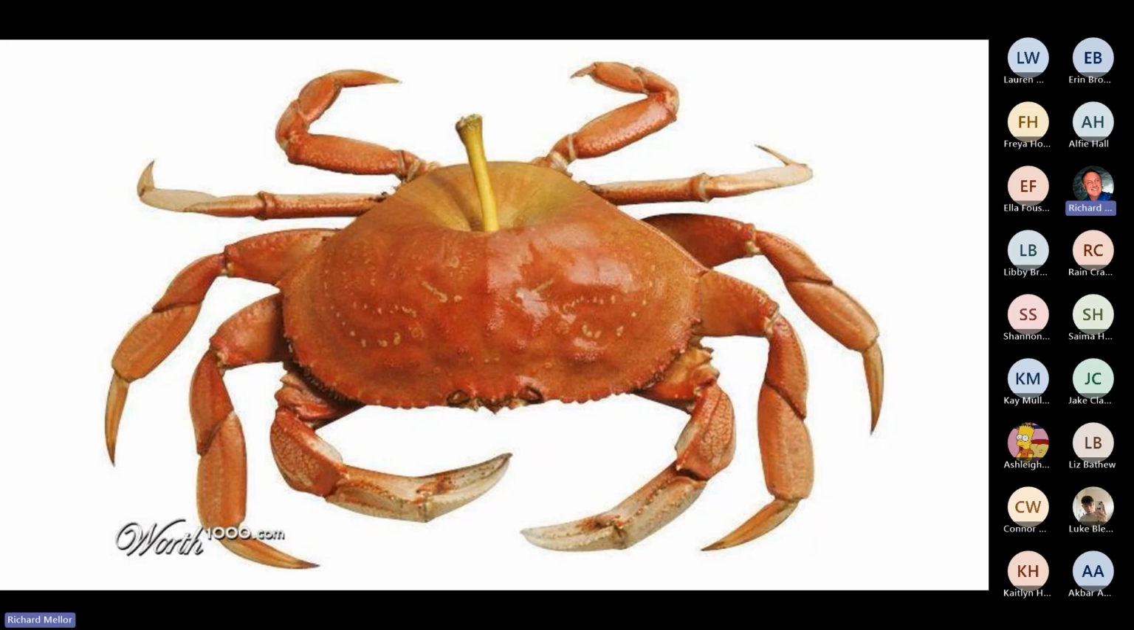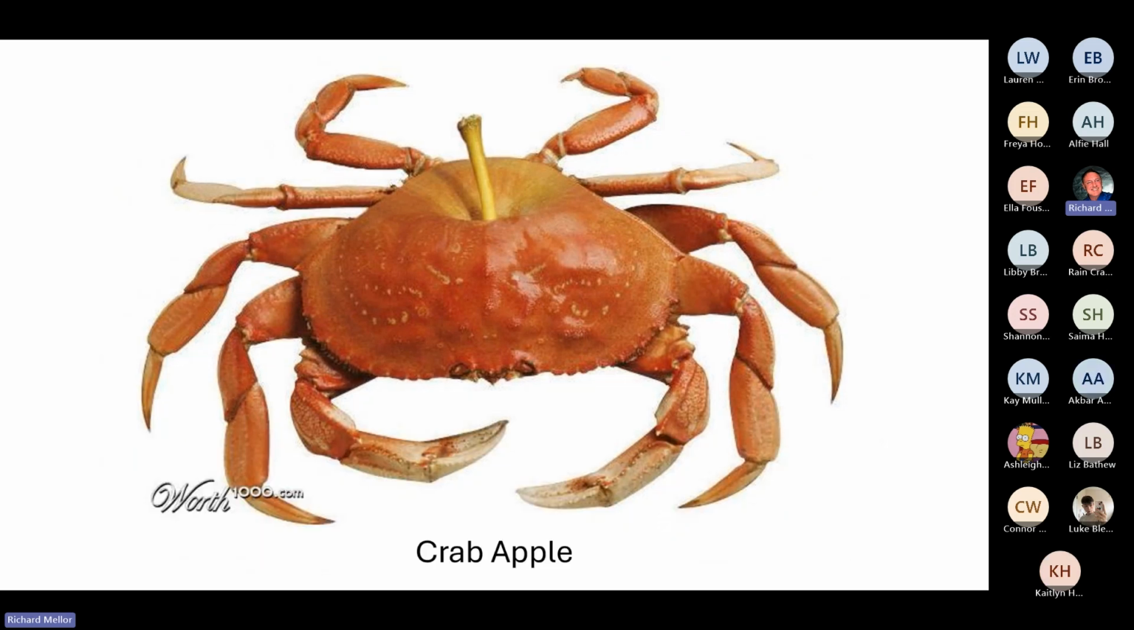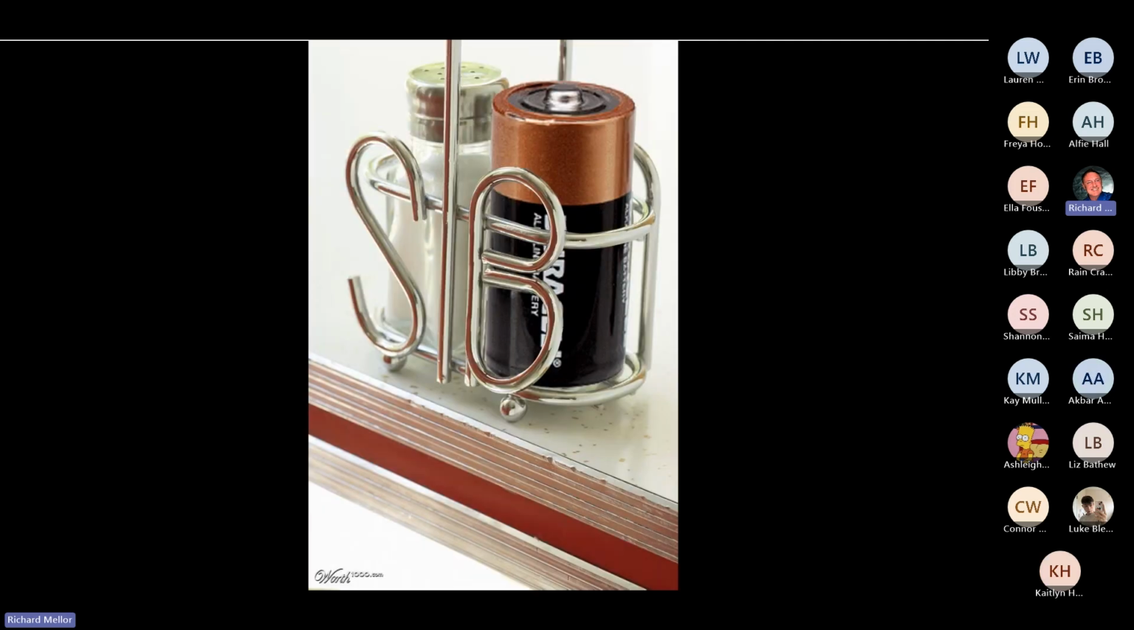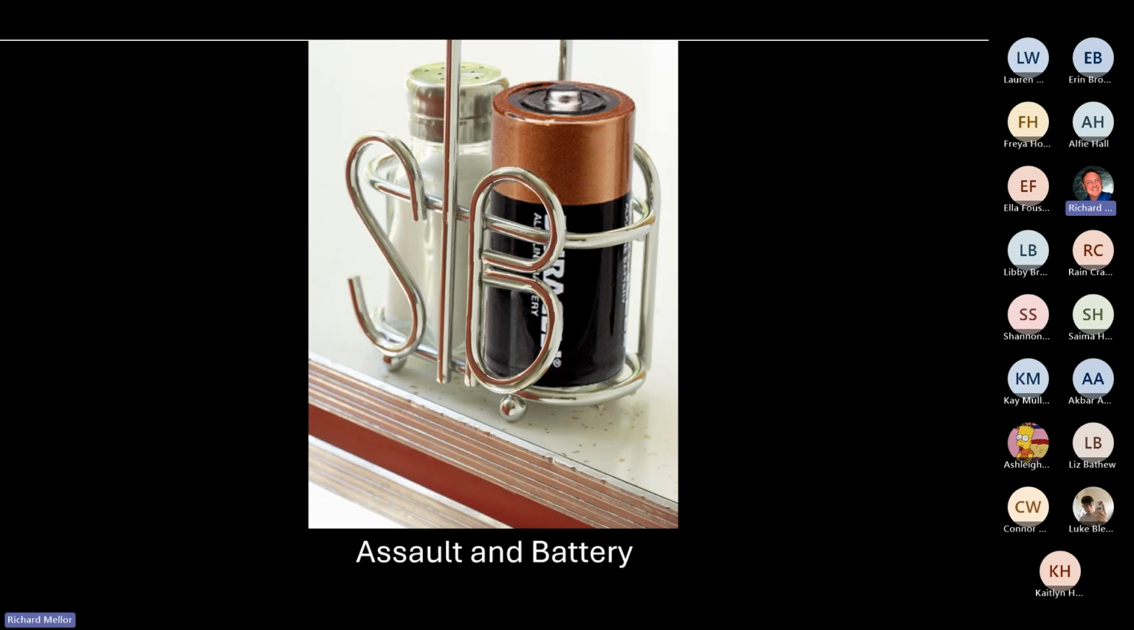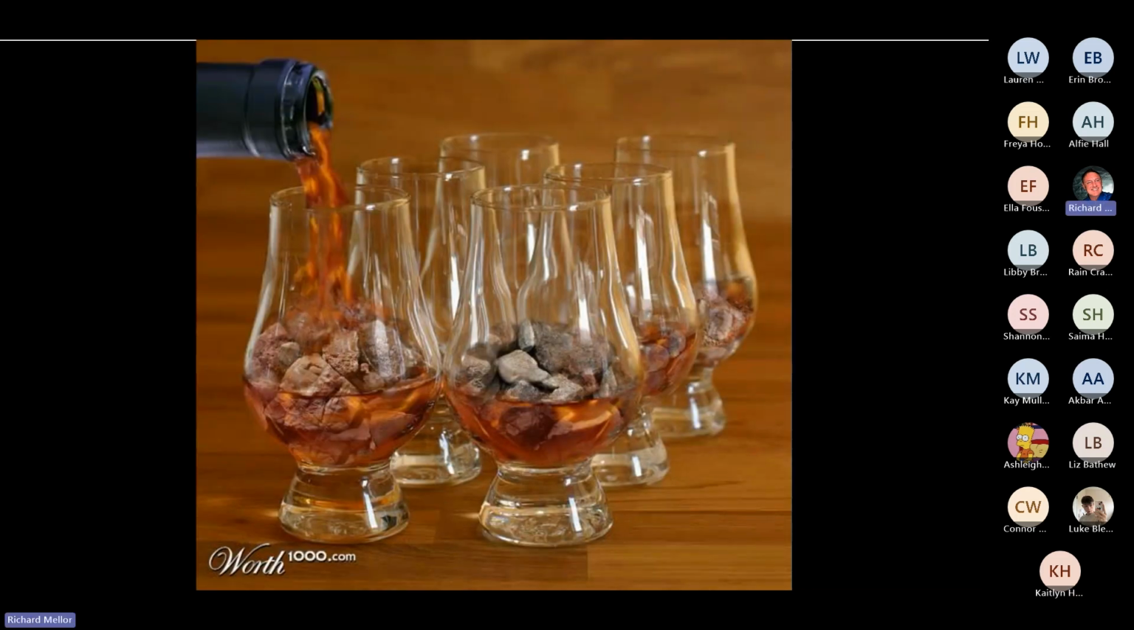Looking at the image, which is obviously a morphing of two elements to create one visual pun. Crab apple, very good. You're really getting it now. And this one is, yes, it's a pun, but it's also a play on words. Again, all you've got to do is just observe, analyze the image, and see what's peculiar about it, which could be a clue to what the pun is. Correct. Well done. Yeah, assault and battery. And this one, anyone? Scotch on the rocks.